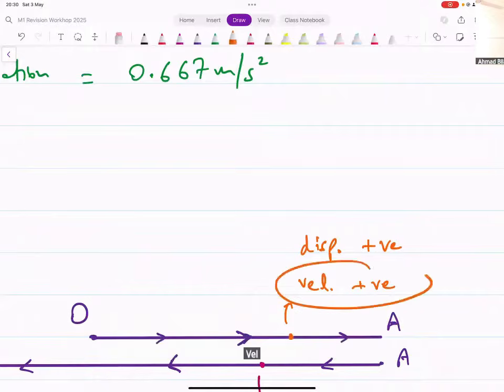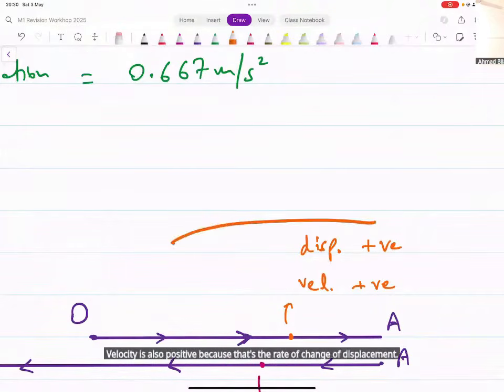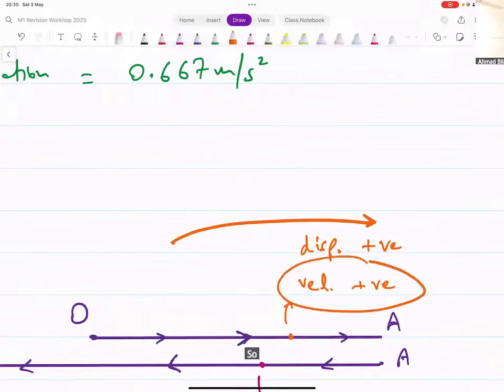Velocity is also positive, because that's the rate of change of displacement. Displacement is increasing here, so velocity is also positive. The particle is going in the positive direction, so the velocity value is going to be positive.